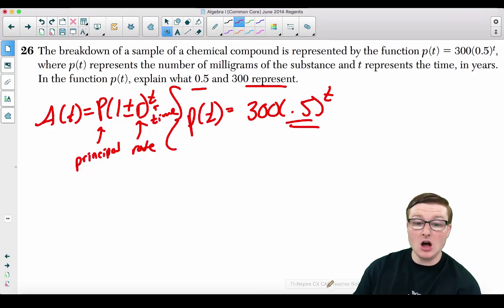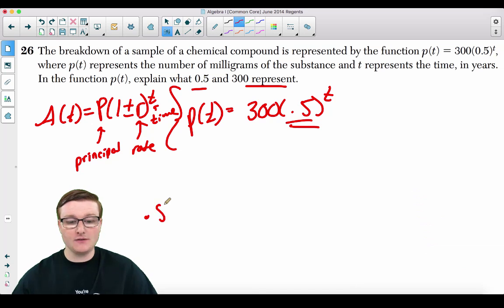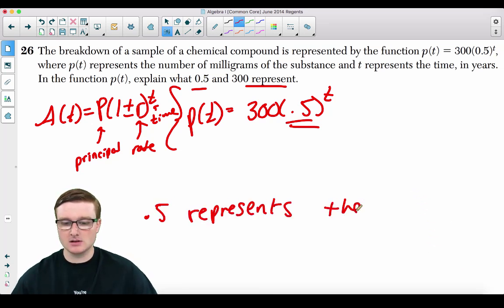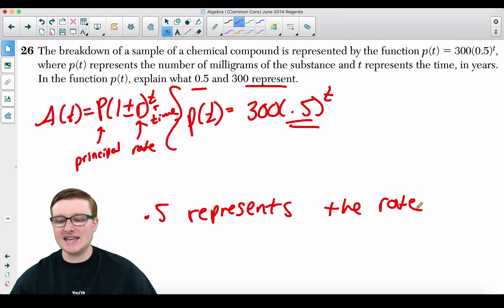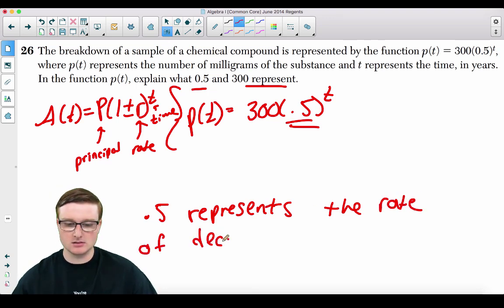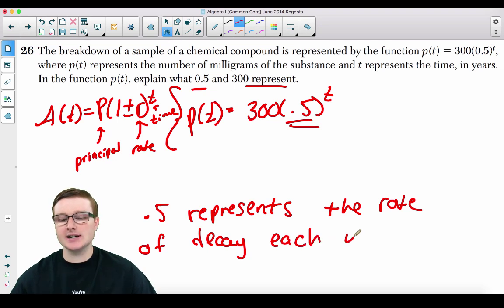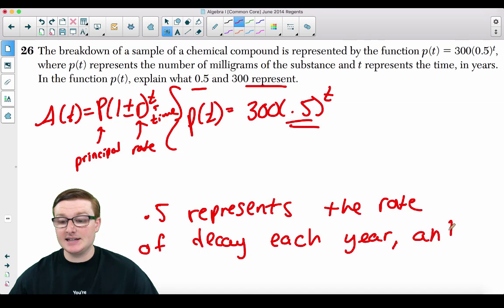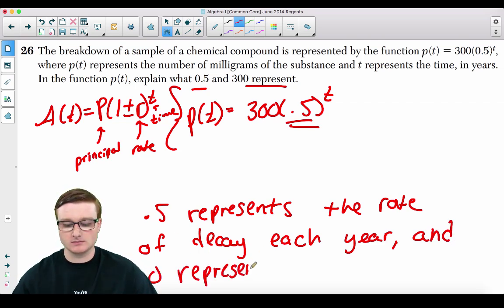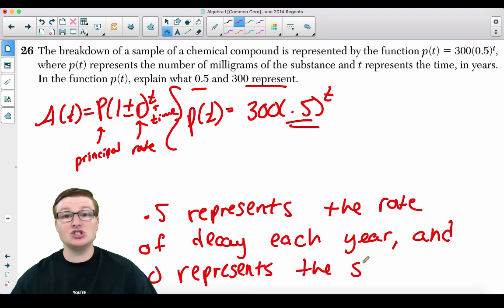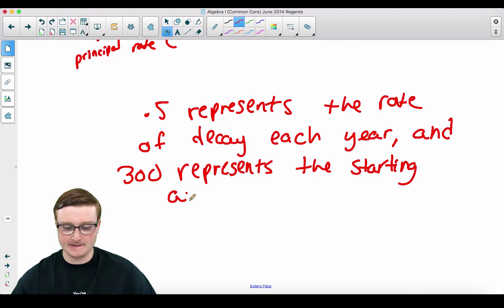So, we know that 0.5 represents the rate of decay each year. Okay, so that's your first answer. And 300 represents the starting amount of the substance.